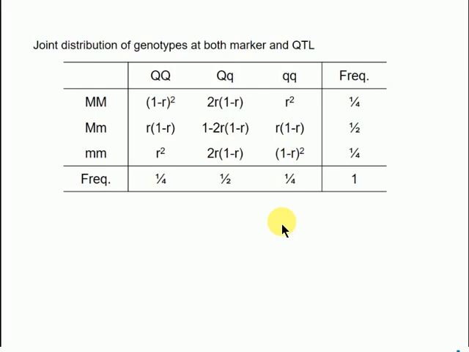However, if r takes another extreme value, if r is half, in other words, the QTL is located on a different chromosome, the gene segregation of the QTL is independent of the chromosome. So the marker provides no information regarding the QTL genotype. If r equals a half, what will the first line be? You can work that out. Okay?